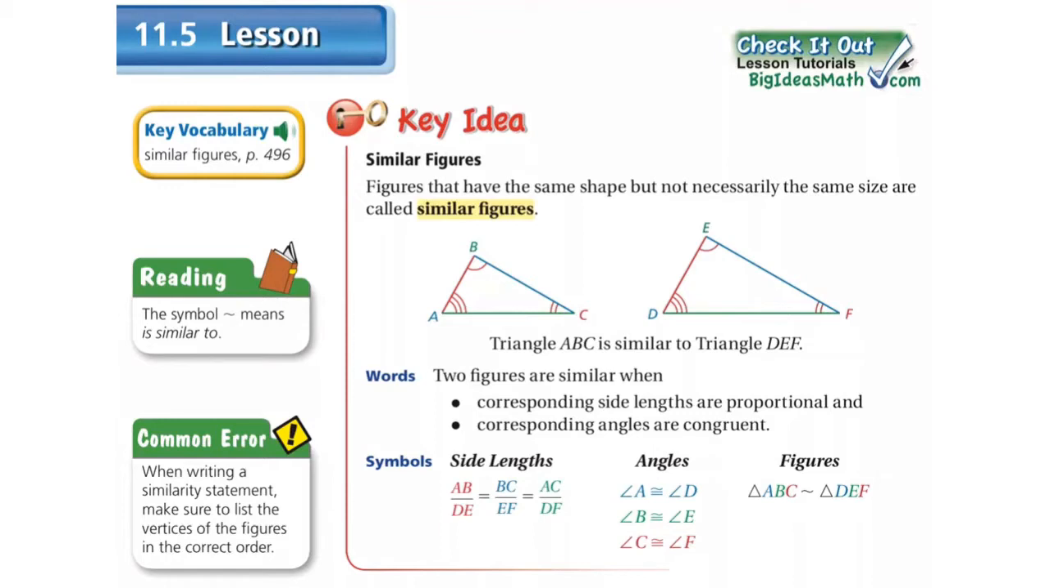That little squiggly line means is similar to. It says over on the side. The angles, angle A is congruent to angle D. Remember, that means they're the equal measure. Angle B is congruent to angle E, and angle C is congruent to angle F. And then finally it says triangle ABC is similar to triangle DEF.